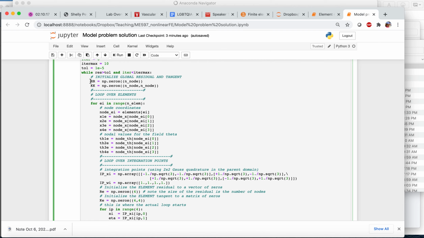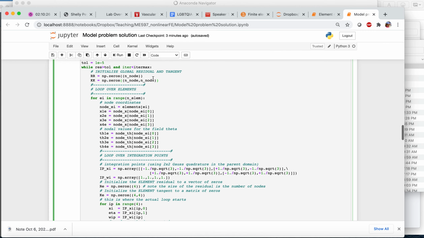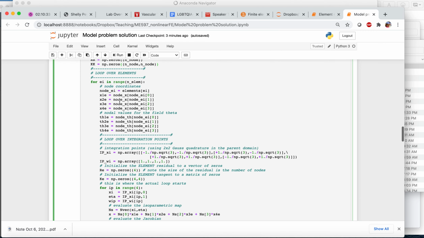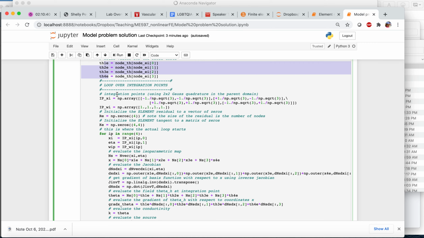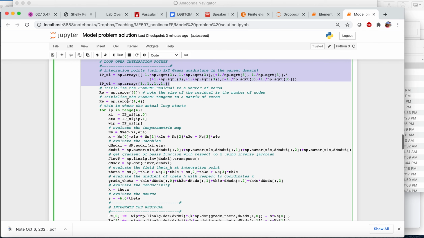I am doing the entire size, so the residual is size number of nodes by 1, and the tangent is number of nodes by number of nodes. So I'm going to fill out the entire residual and tangent. How do I fill this in? I need a loop over elements. So for each element, get the nodal coordinates of that element, get the theta values of that element. Then I need to integrate. So I need to do a loop over integration points. So I have the 2x2 Gauss quadrature rule. So here is my loop over the integration points.